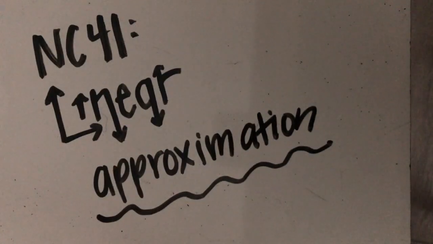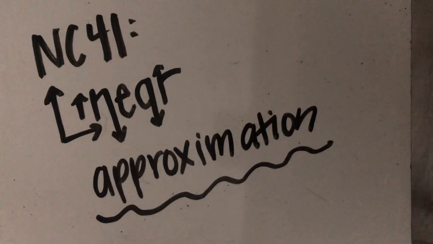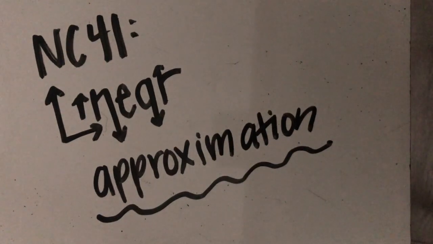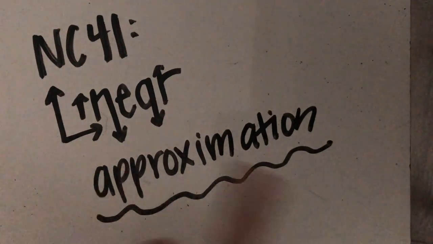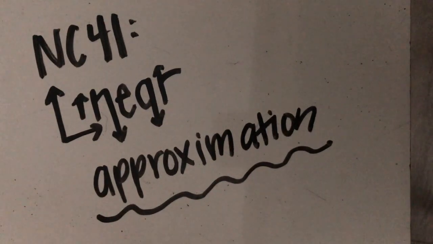Note card 41, linear approximation. So in this video, we are going to use our derivatives to find tangent lines and then use those tangent lines to predict outcomes. So we are approximating, we're predicting around where a point should be based on our derivative.